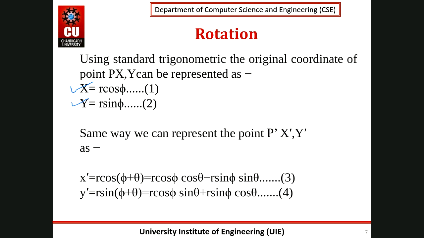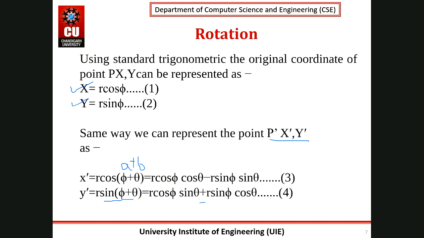In the same way we can also represent P dash (x dash, y dash): x dash upon r is equal to cos(theta plus phi), y dash upon r is equal to sin(theta plus phi). I hope you remember the formula of cos(a plus b) and sin(a plus b). Cos(a plus b) is equal to cos a cos b minus sin a sin b. What's the formula of sin(a plus b)? That is cos a sin b plus sin a cos b. Here the sign is positive, but in the above one it is negative.